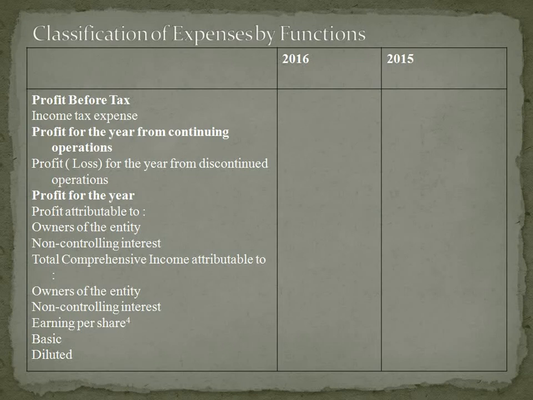Here, once we arrive at the profit for the year, this profit has to be attributable to the owners of the entity. Everywhere total profit or total comprehensive income has to be attributable to the owners of the entity, and we should also present the basic EPS and diluted EPS. EPS means earnings per share.